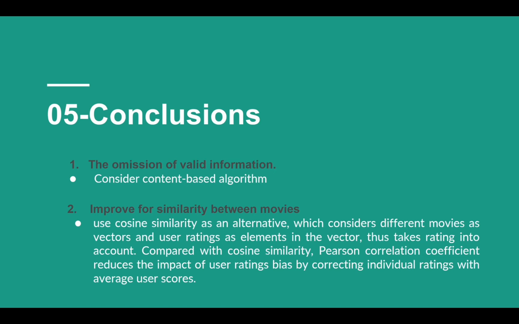And the second is in our experiment, the similarity between movies is calculated by the number of people who have rated the movie and does not reflect the value of the rating. So it recommends movies that users might want to watch rather than giving a high rating. So as an improvement, we can use cosine similarity as an alternative, which considers different movies as vectors and a user's rating as elements in the vector, thus takes rating into account. Compared with cosine similarity, Pearson correlation coefficient can be better. So that is all about item CF.